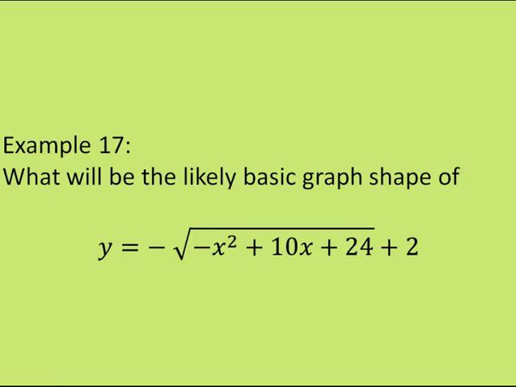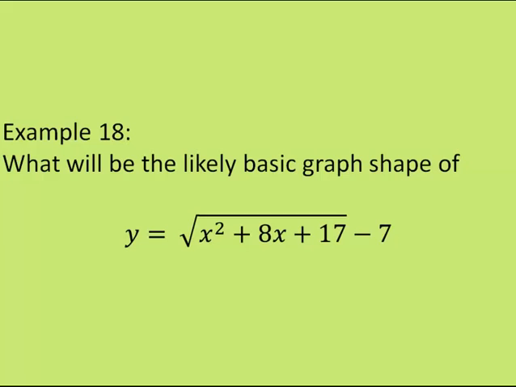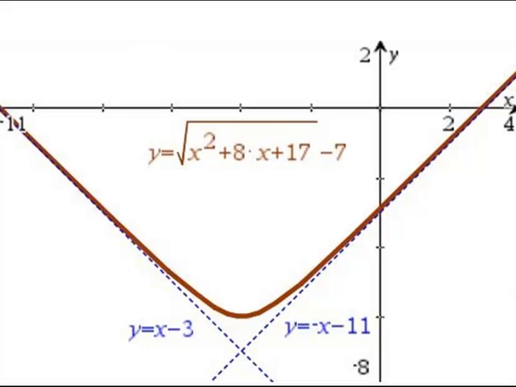Did you say lower semicircle, translated up 2 units? Correct. Example 18. What will be the likely basic graph shape of this function here? Did you say upper half of hyperbola translated down 7 units? Correct.